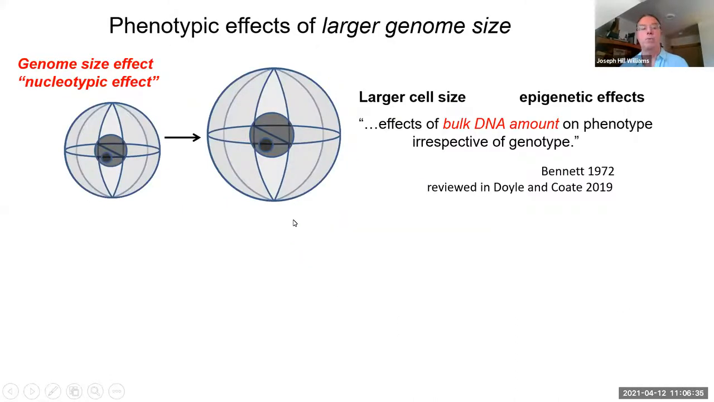So why is that so? Why are the correlations there or not? I decided to look at phenotypic effects of larger genome size. We all know that there are nucleotypic effects on cell size, and that's thought to be largely a genome size effect, a passive effect of having a larger genome, the nucleus having to accommodate more chromosomes, more proteins, the cytoplasm also having to accommodate proportionally more proteins and whatnot. And so the larger cell size is supposed to be an epigenetic aspect of just bulk DNA amount.